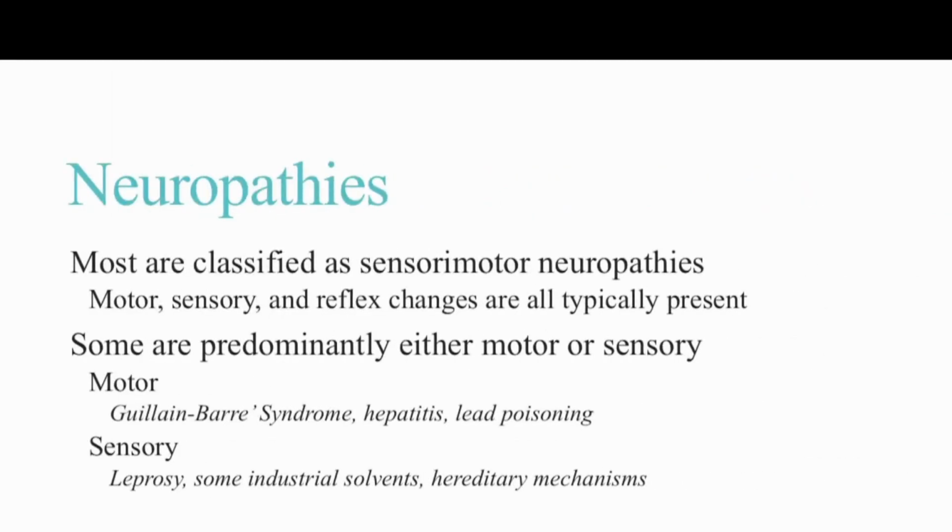Most neuropathies are classified as sensory motor, so they involve some sensory deficit and some motor deficit, usually with some reflex changes as well. Some are predominantly motor or sensory. The predominantly motor ones are Guillain-Barré syndrome, hepatitis, and lead poisoning. Those will give you primary motor deficits. Sensory issues: leprosy is a pure sensory one, as are some industrial solvents and some hereditary things.